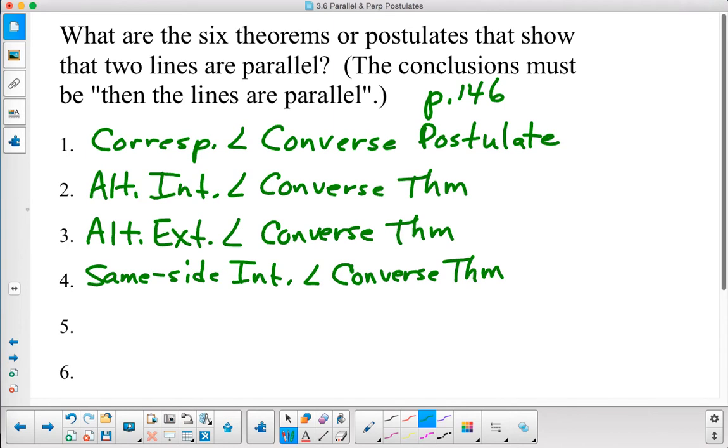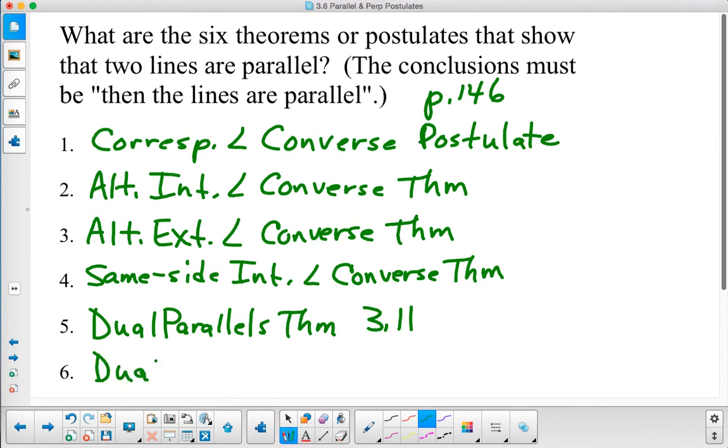And then the dual parallels theorem, which was 3.11 in our book. I remember that number because the 11 is like a parallel symbol. And then the dual perpendiculars theorem, which was theorem 3.12.